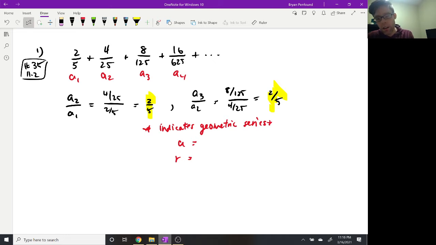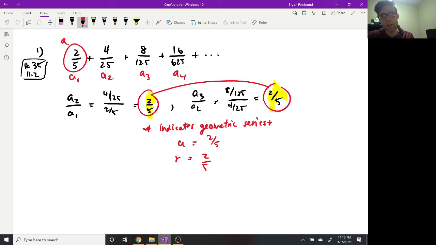R is going to be our common ratio. Our common ratio is 2/5, right? That's essentially what we found here by dividing the term that's further to the right by the term that's next to it on the left. And A here is going to represent our first term inside of the sequence, which also happens to be 2/5. So this number up here we're going to call A, and this common ratio is called R.